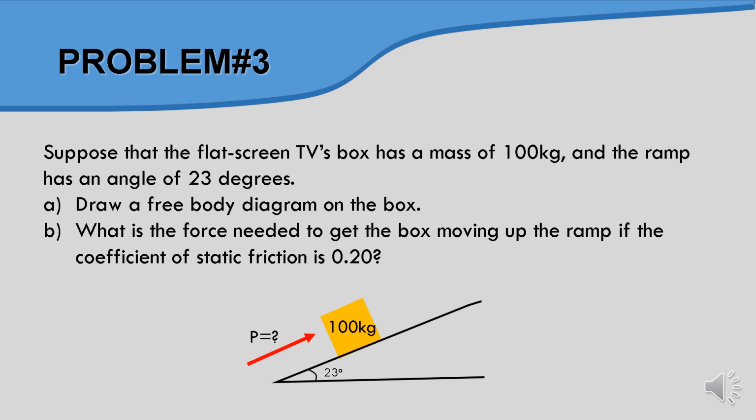So problem number 3, this problem is related to the inclined plane. So we have the flat screen TV box with a mass of 100 kilograms, and we have the ramp at 23 degrees. So the first thing, we need to draw a free body diagram, and then next we need to get the box to move up the ramp if the coefficient of static friction is 0.2. Okay, what is the value of P we need to give in order for the box to start to move up?